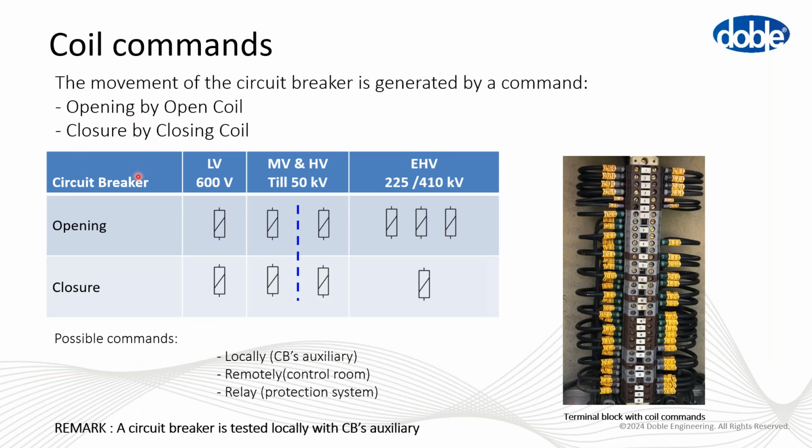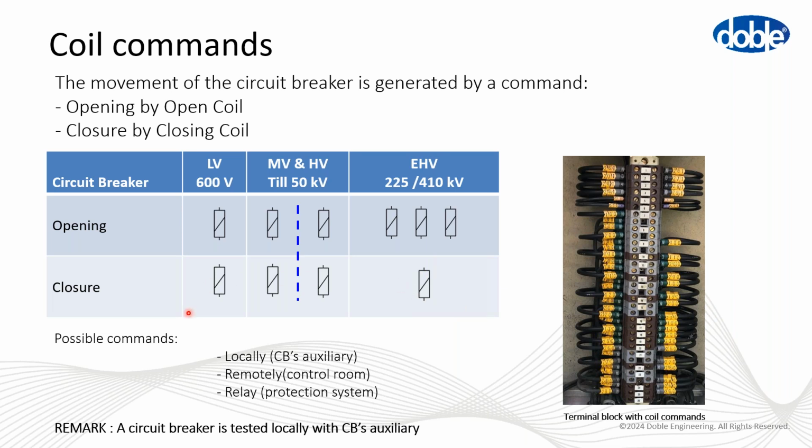Regarding open and close coils, usually in low voltage you have just one open and one close coil. For medium and some high voltage breakers, you also have one open and one close coil, but with two different circuits. And for extremely high voltage, you can usually find 3 coils for the open on each phase and only one close coil. There is also the possibility to have 3 open coils and 3 close coils, but it is not so usual to find it.